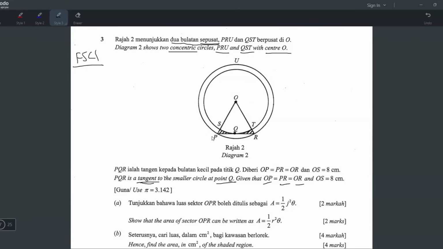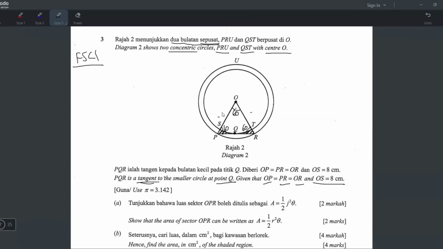That means this is an equilateral triangle. And the total angle inside the triangle is always 180. And if all three sides are the same size, it means the angles are also the same. So 180 divided by 3 will give you 60. And guess what? This is also 60. This is also 60, because all three sides are the same length.